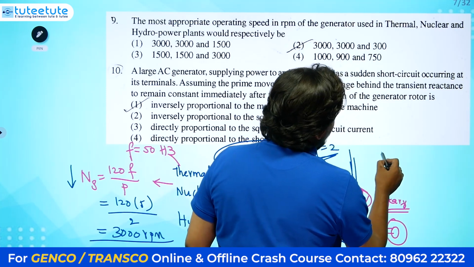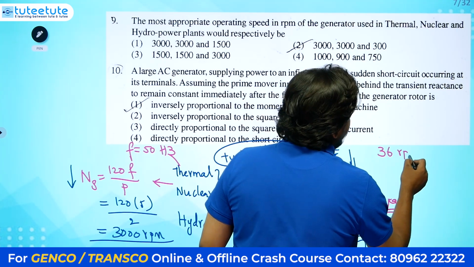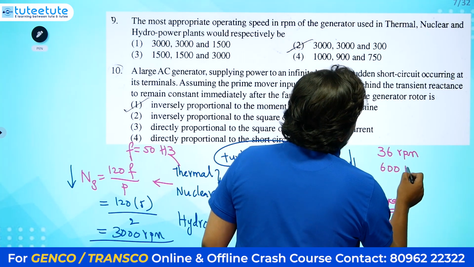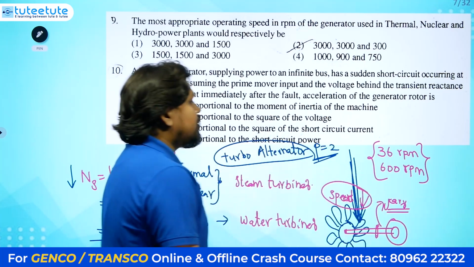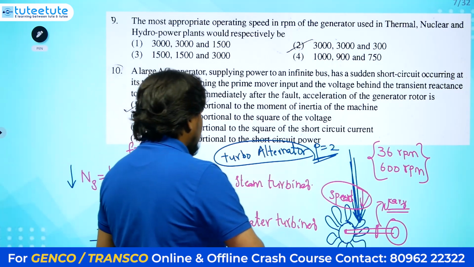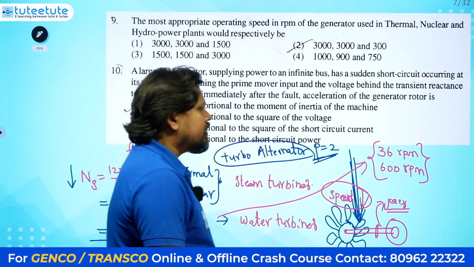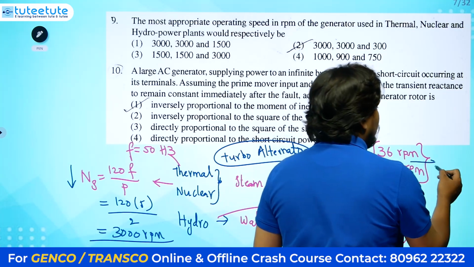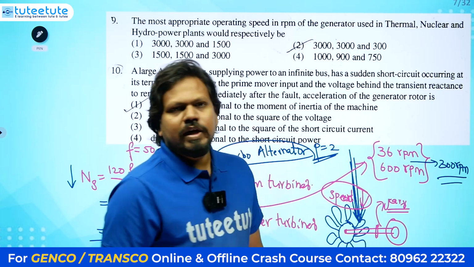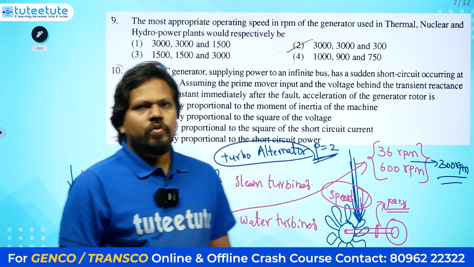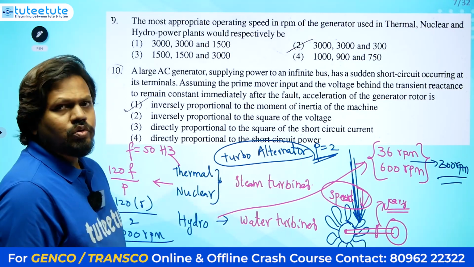Generally for the hydroelectric power station, we can manage with a speed of 36 rpm to 600 rpm. These are the nominal minimum and maximum values for the hydroelectric power station. A comfortable value will be around 300 rpm. Most of the generators will have 3000 rpm, whereas wherever water turbines are used in a hydroelectric power station, that's how you have to confirm.